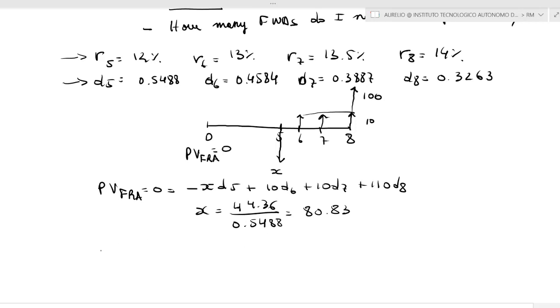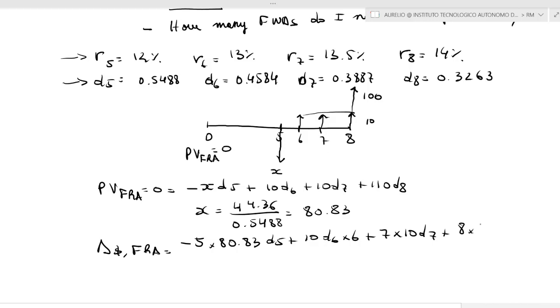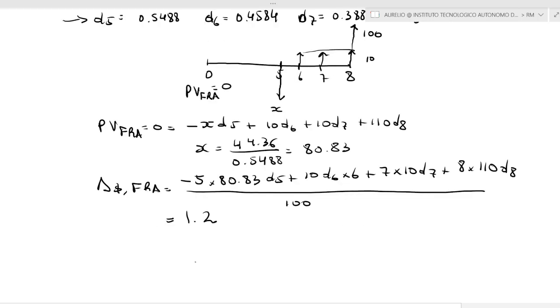I'm going to be able to compute now the delta dollar of my FRA since I have all my cash flows. So this is going to be equal to minus 5, this is the t equals 5, times the cash flow, 80.83. Notice that this minus comes from the fact that this 80.83 is a negative cash flow, times d5, and then plus 10 d6 times 6. Actually, plus now it will be 7, that's the time, times the cash flow, that's 10 d7, plus 8 times 110 d8. And then all this over 100, and I end up with a value of 1.2.